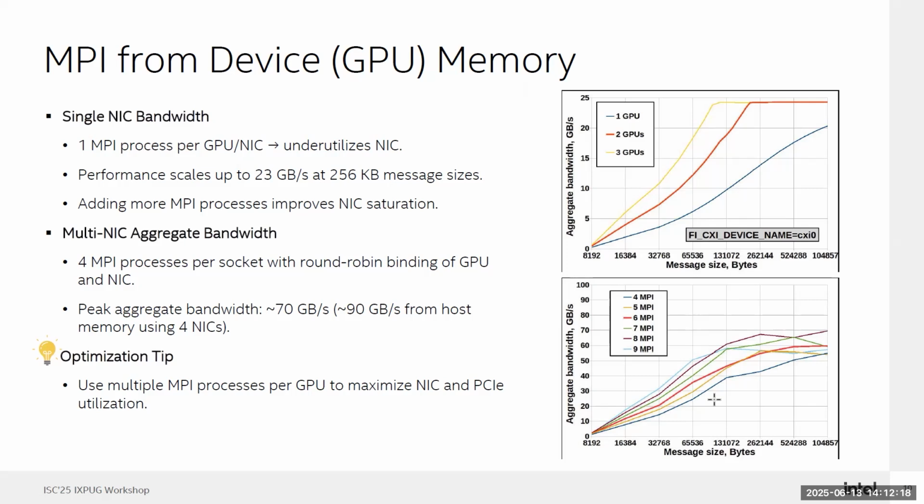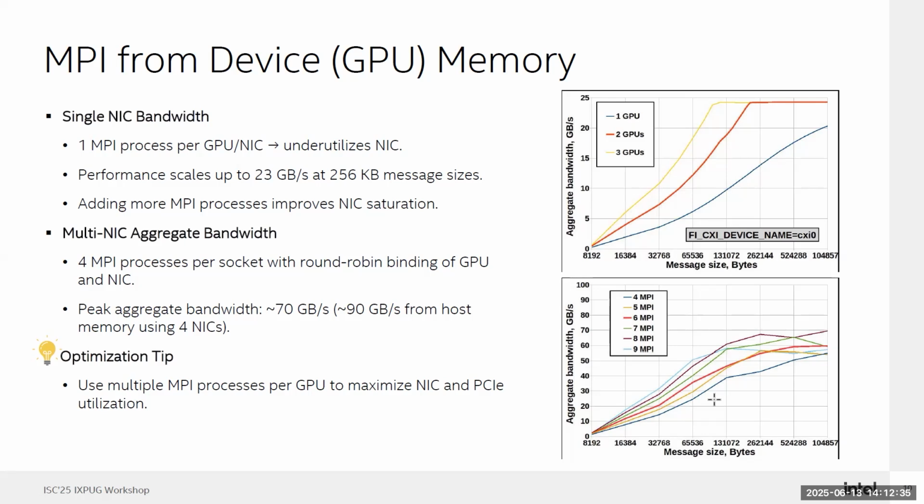And in this case, you can see that one GPU is not able to saturate the NIC, and we're not reaching the expected 23 gigabytes per second. And as we increase the number of ranks and the number of GPUs, we are able to achieve the expected performance.